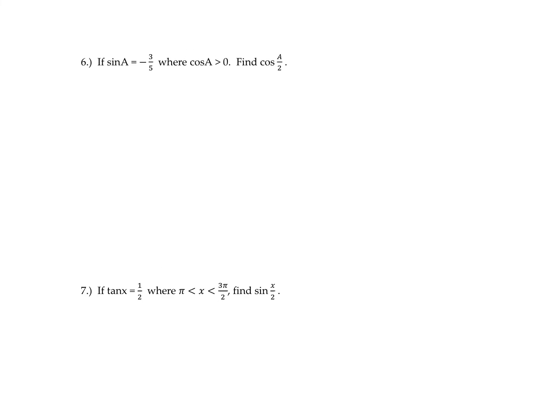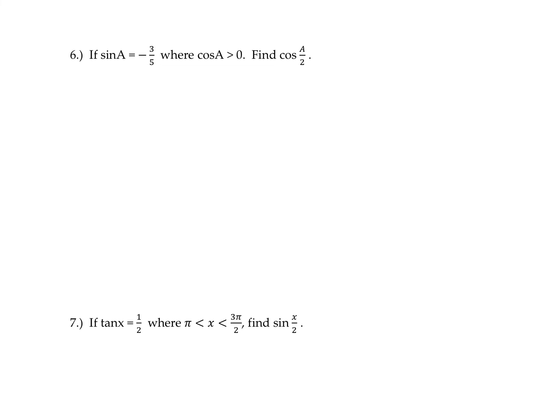Now, just like we did with sum and difference and doubles, we are going to draw a triangle. So if I have sine A is -3/5 and cosine A is greater than 0, sine is negative, cosine is positive. That happens in quadrant 4. Sine is opposite over hypotenuse, and this is a 3, 4, 5 triangle.